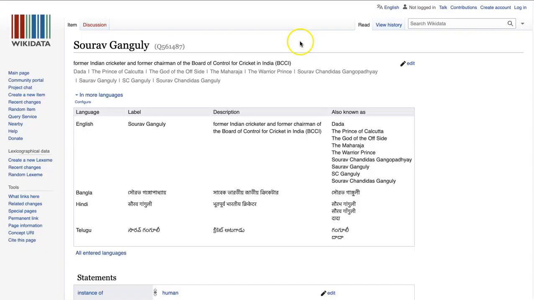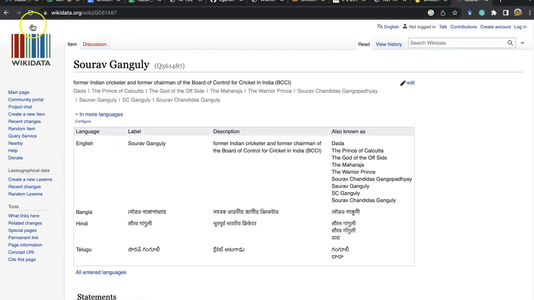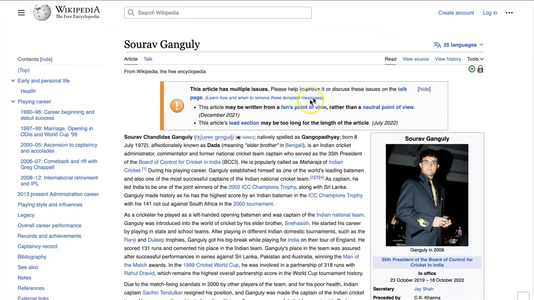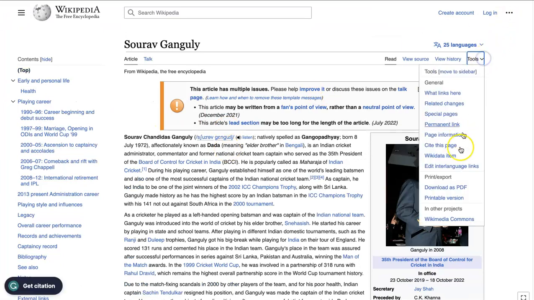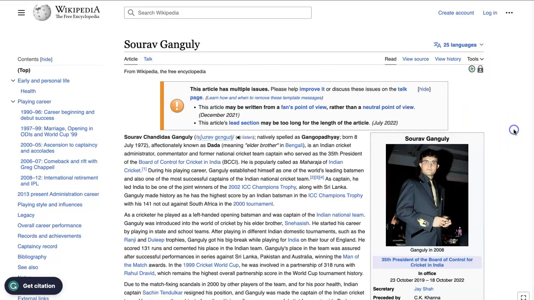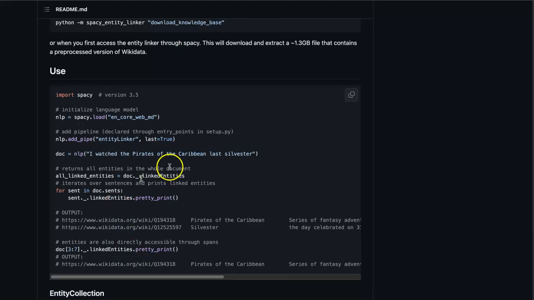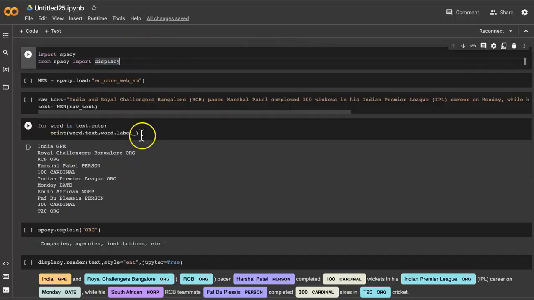So how can you search this? You go to a Wikipedia page, and in the toolbar you can find the Wikidata item and search all this. Basically this will link to this kind of entity linkers. So basically these are the entity linkers. You can also do it with this spaCy library.